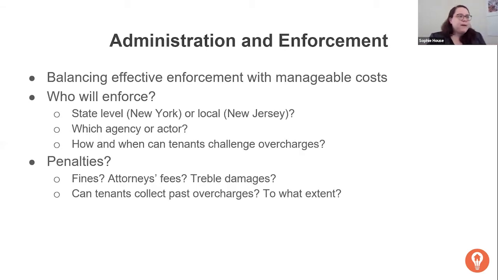And here I'll be brief, but a last set of questions concerns administration and enforcement. So how do jurisdictions ensure compliance with rent regulations? How do they find out about overcharges? How do they verify the improvements based on which landlords are claiming a need for rent increases? Do they verify them at all? Jurisdictions can choose to enforce rent regulations at the state level, as we do in New York, or at the local level, as in New Jersey.